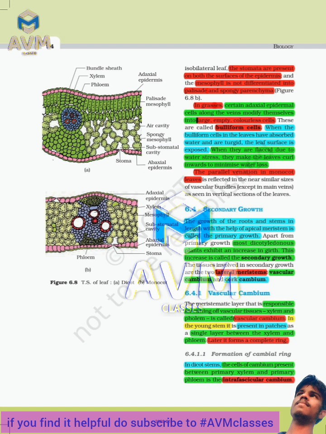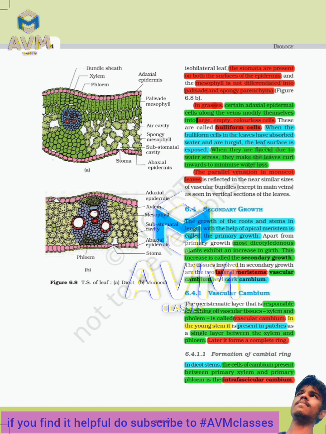When the bulliform cells in the leaves have absorbed water and are turgid, the leaf surface is exposed. When they are flaccid due to water stress, they make the leaves curl inwards to minimize water loss. The parallel venation in monocot leaves is reflected in the near similar sizes of vascular bundles as seen in vertical sections of the leaves.